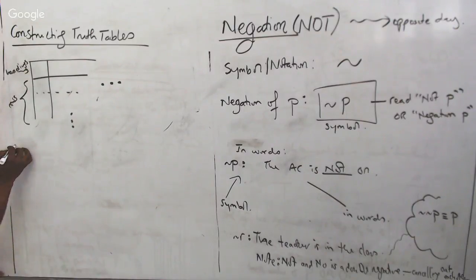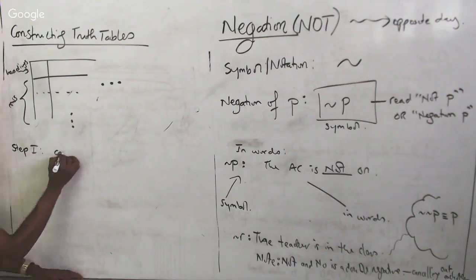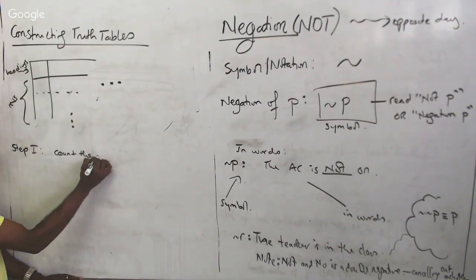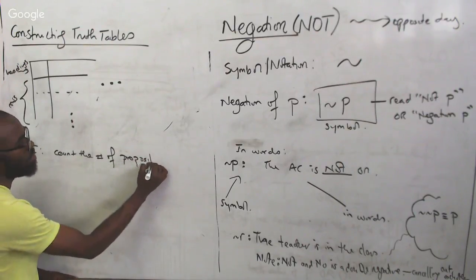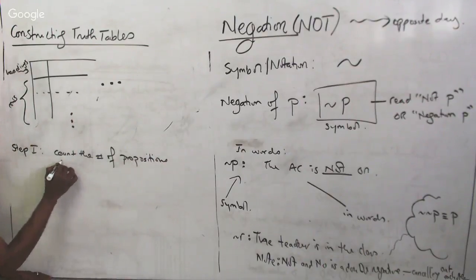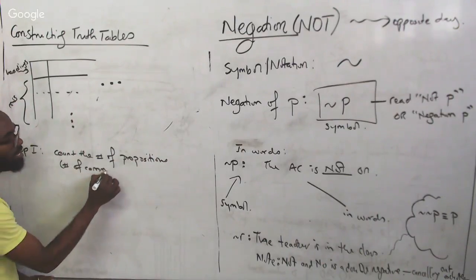So, step 1. Count the number of propositions. Voila. How do I do that? It is the number of common letters and common letters only.